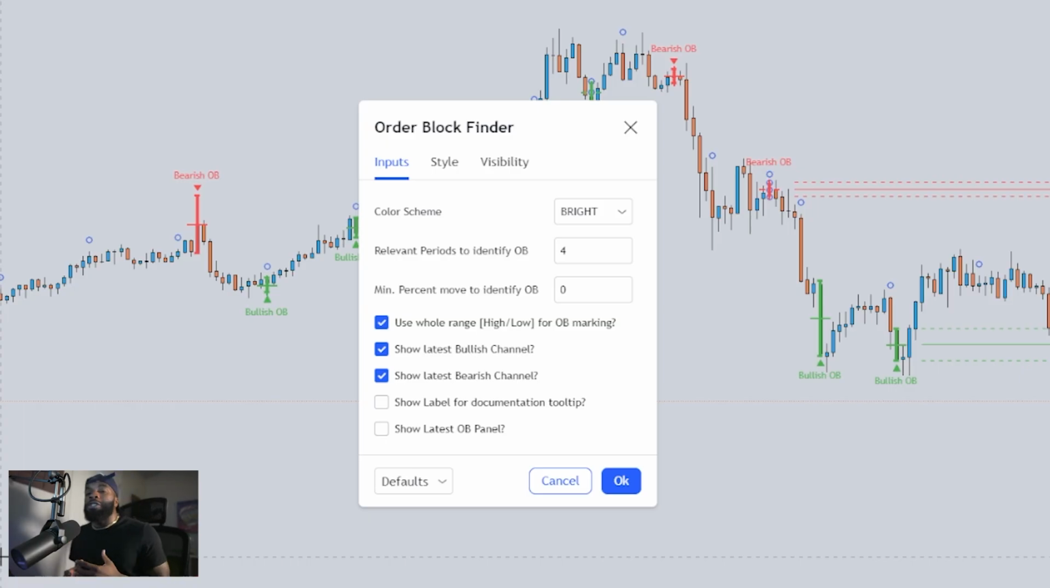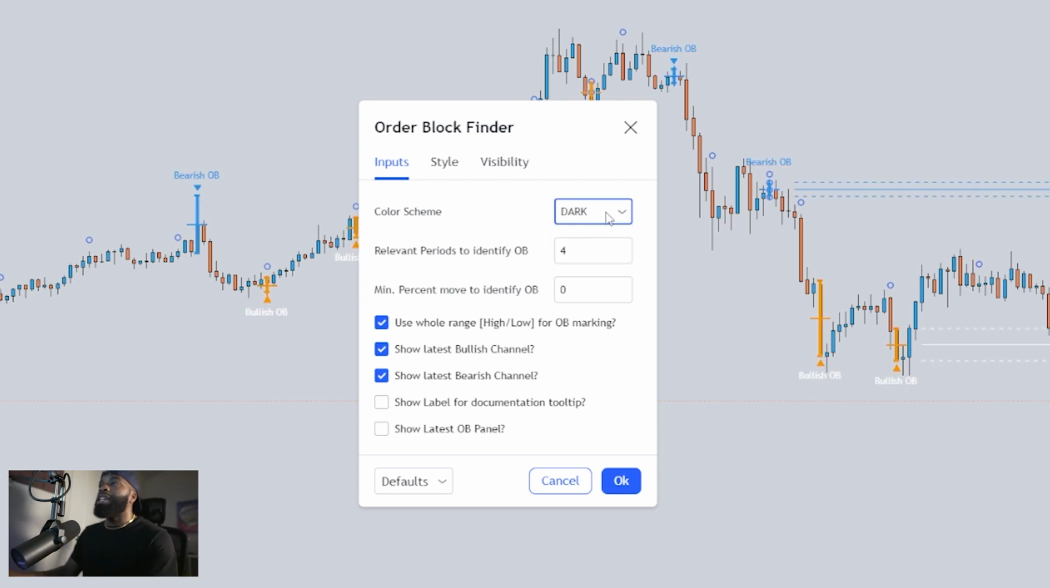Order Block Finder is a great tool to help you find support and resistance. First, make sure you select the settings of the Order Block Finder. Once you have the settings, change the color scheme. You can change it to bright or dark. It really doesn't matter. I personally like bright because it's a little better and simple. Now we're going to come down and look at relevant periods to identify OB. We're going to keep that at 4. The smaller the number, the more the indicator will find. That's number 2, and in the final one, you want to select 0, and after that, I have the top 3 selected.